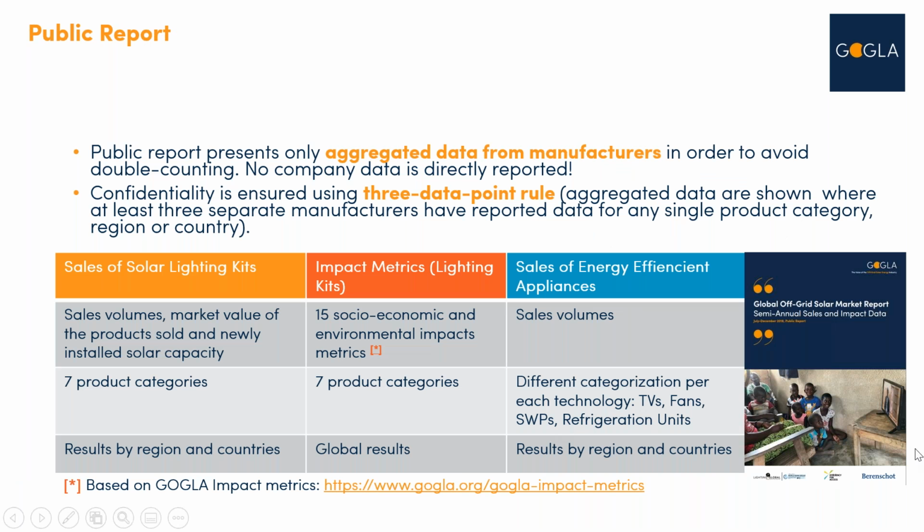Okay, and then I think I just want to close my section with noting there's some more details to the public report for you. I mentioned this earlier, but for those of you not familiar, we do produce this public report every 6 months. This is what the world gets to see of your aggregated data, and we only produce this for manufacturer data, not distributors, to avoid double counting.